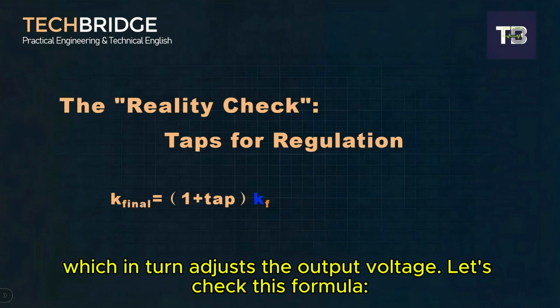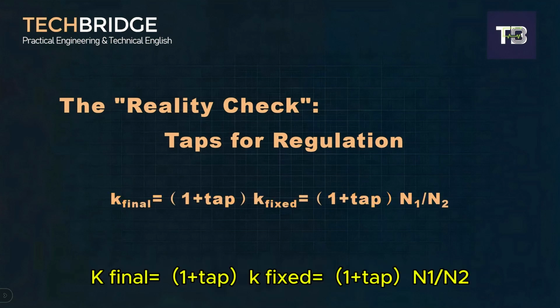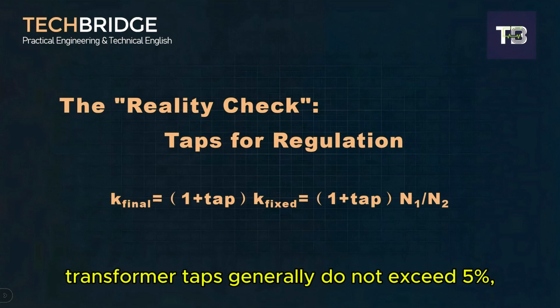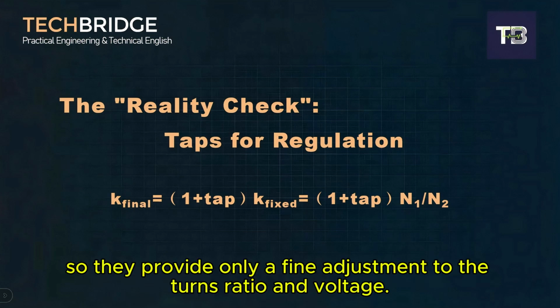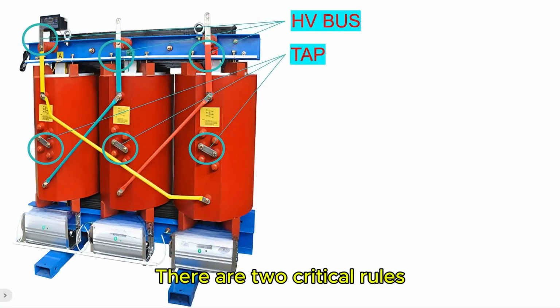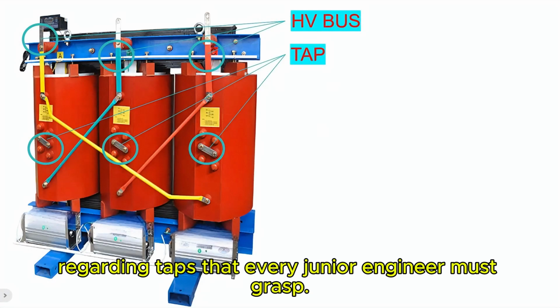Let's check this formula. K final equals K fixed times (1 plus tap), where K fixed is N1 over N2. Transformer taps generally do not exceed 5%, so they provide only a fine adjustment to the turns ratio and voltage. There are two critical rules regarding taps that every junior engineer must grasp.